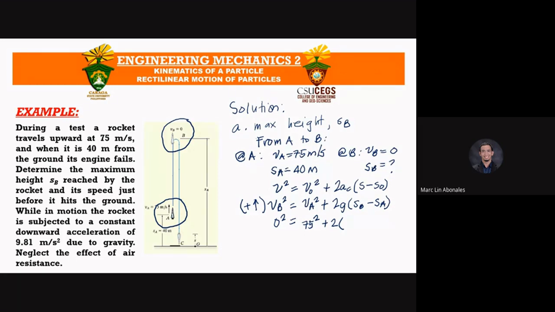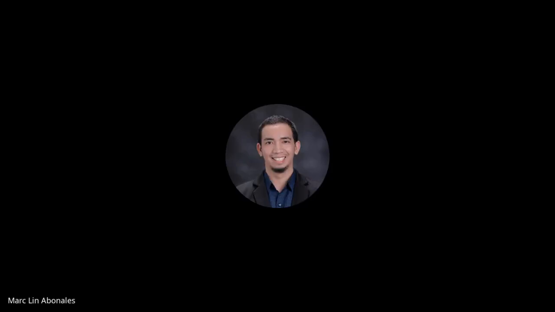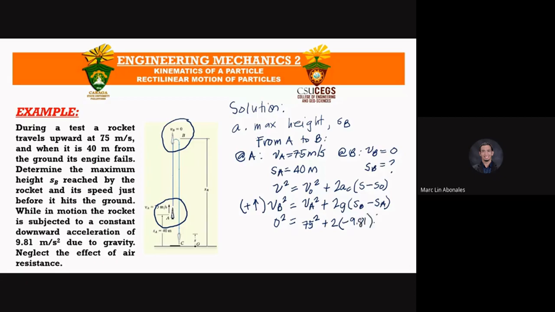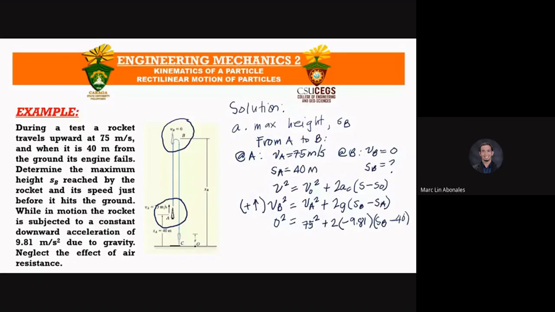Okay? So it is important to establish the sense of direction beside your equation. So for this one, that would be negative 9.81. SB is the unknown, minus SA, 40. Okay, so what would be the answer for your SB? What's the answer for your maximum height? Isn't its solution much shorter?